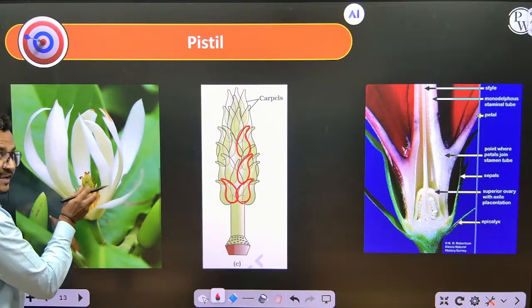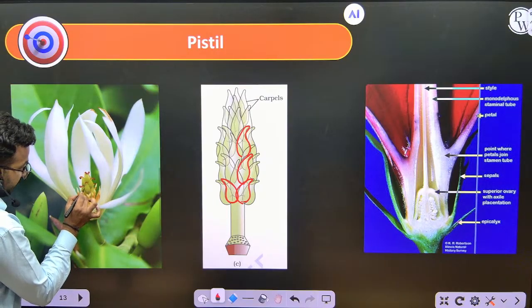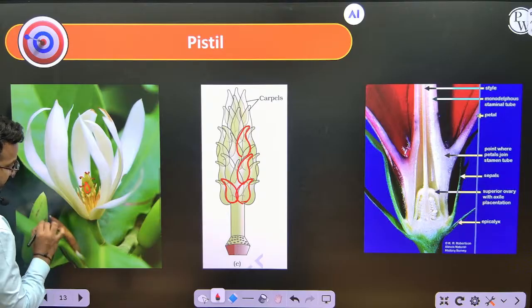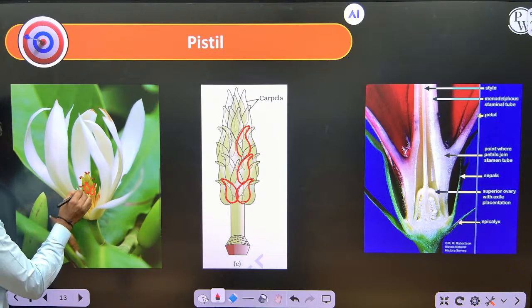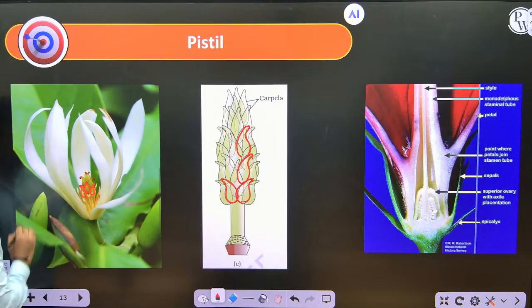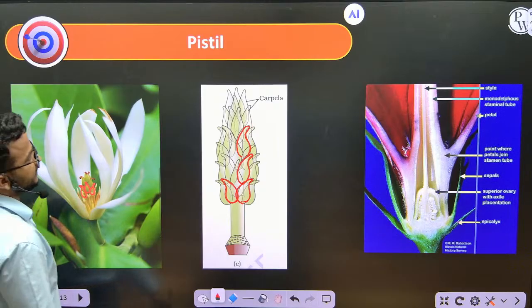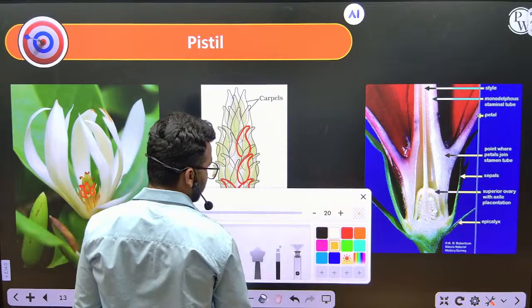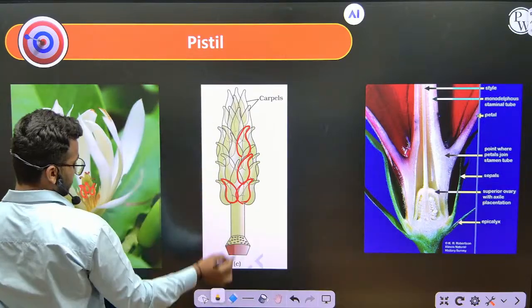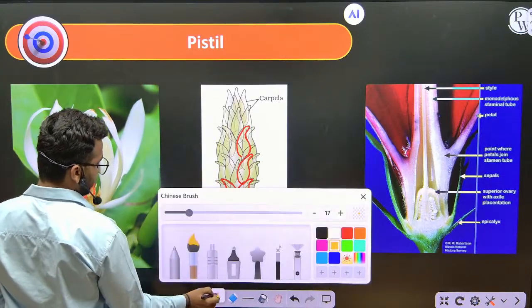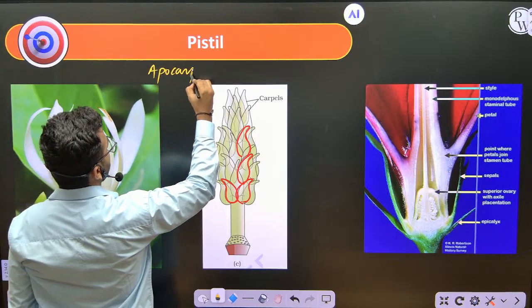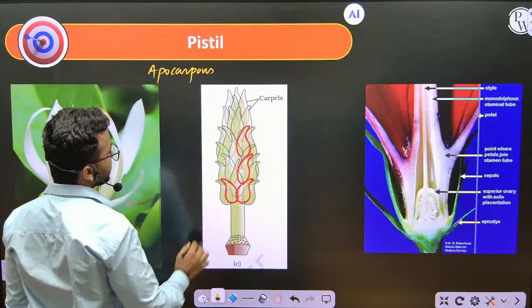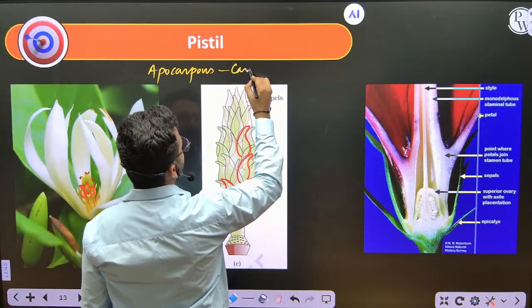So this is the real image of Michelia. You can see this is one carpel and this is another carpel here. This is another carpel here. So the carpels are free here. The carpels which are free, we call this apocarpous condition. Apocarpous, where the carpels are free.